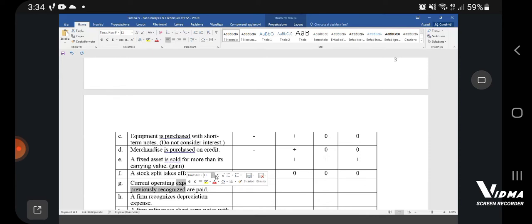What about the debt ratio? If we have less assets for the same amount of total debts, that means that I have a higher debt ratio.